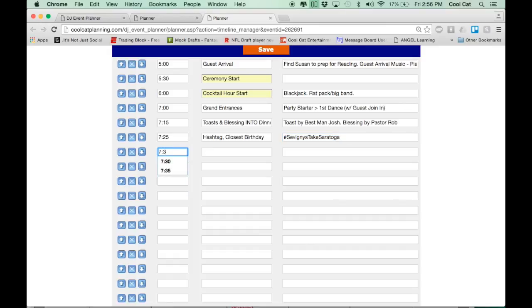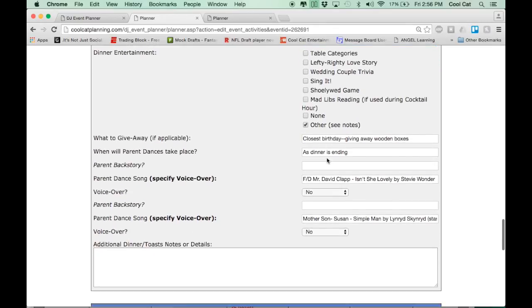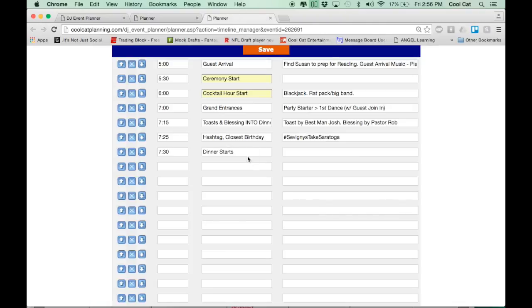So from 7:30, dinner starts. It's probably roughly what you can expect. The only thing to worry about during dinner is that it looks like we're doing parent dances towards the tail end, which is not where I usually like to do it, but for whatever reason, when planning for this couple, they wanted to do it as dinner was ending. I forget their exact reason, but regardless, we're going to want to note that there's parent dances. So I like to put that in as many spots as possible so that there's no way I miss it.